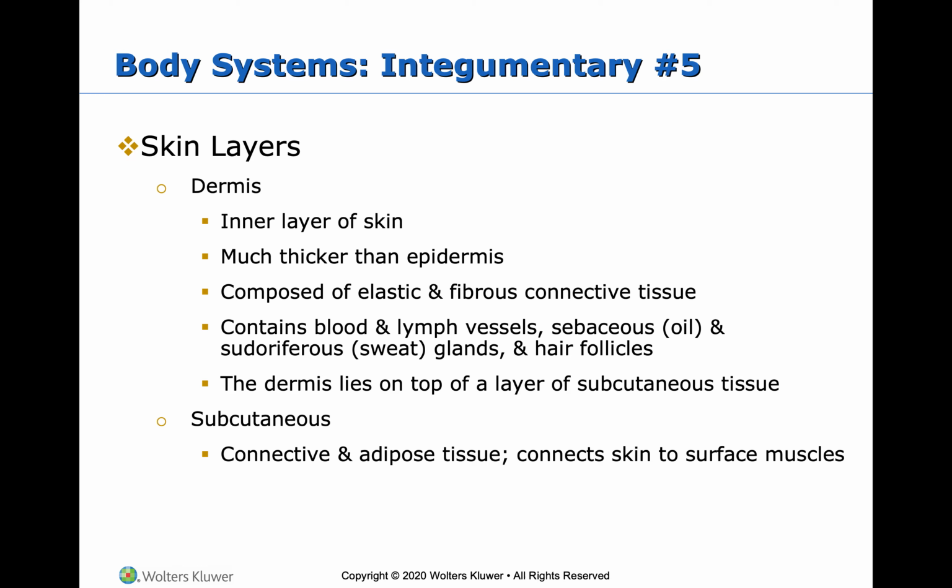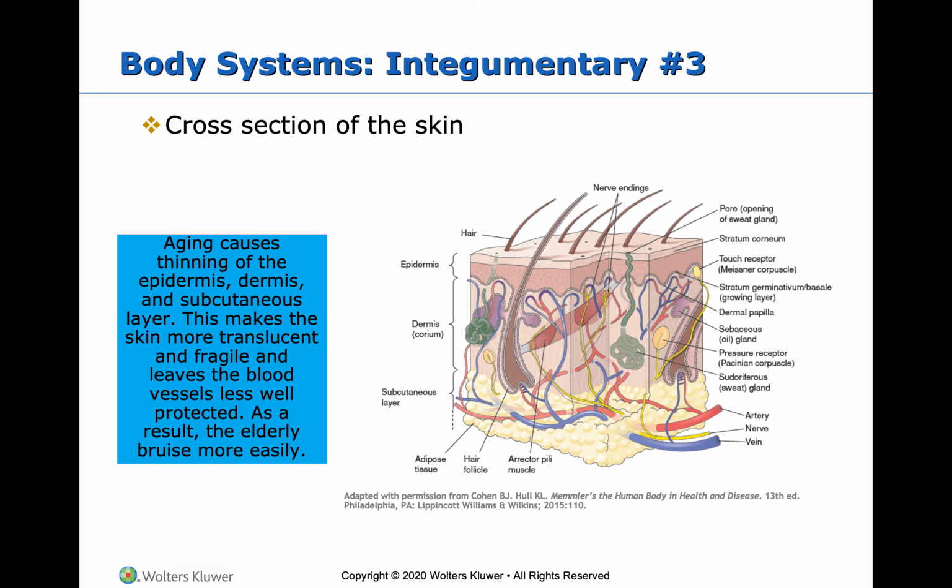It's composed of elastic and fibrous connective tissue. It contains blood and lymph vessels, sebaceous and sudoriferous glands. So that's just oil and sweat glands, and hair follicles. So we go back here. We see this is your hair follicle. This, I think, is a sweat gland. Yep. Then these, attached or part of almost the hair follicle, are your oil, or sebaceous, glands. And then we have your touch receptors here. So this is a sensory receptor that senses touch or pressure.